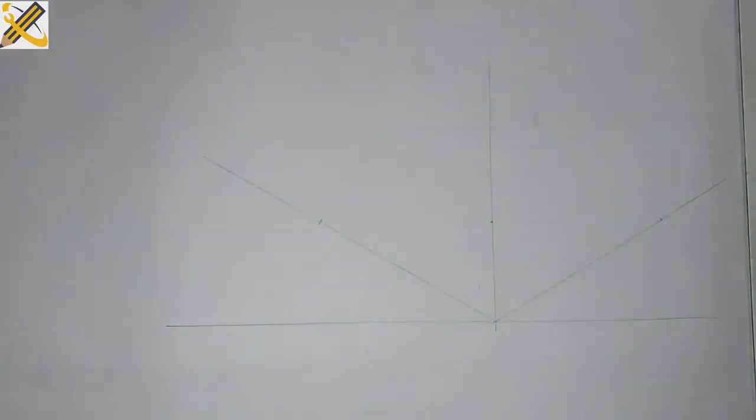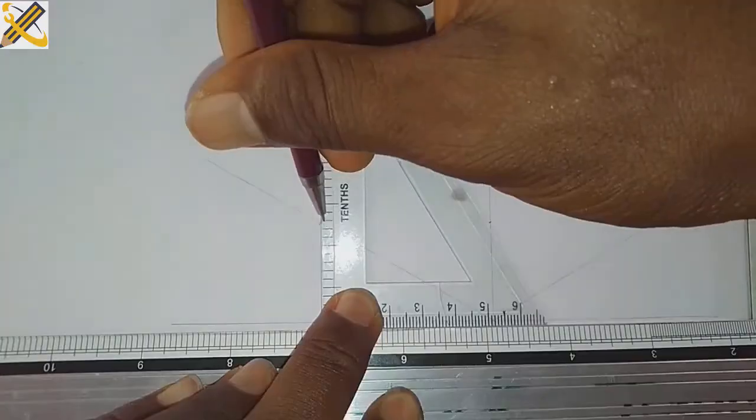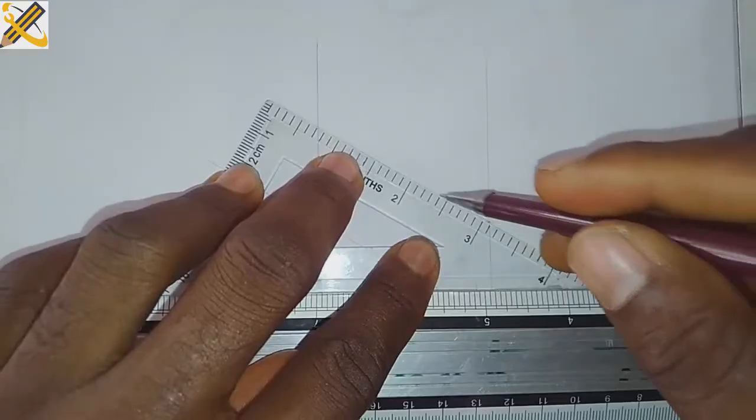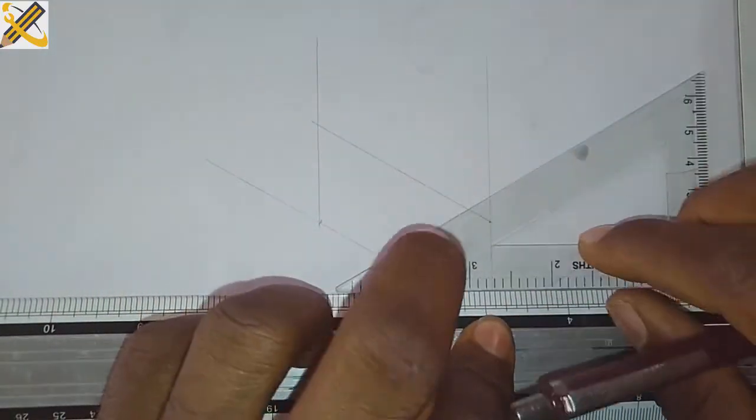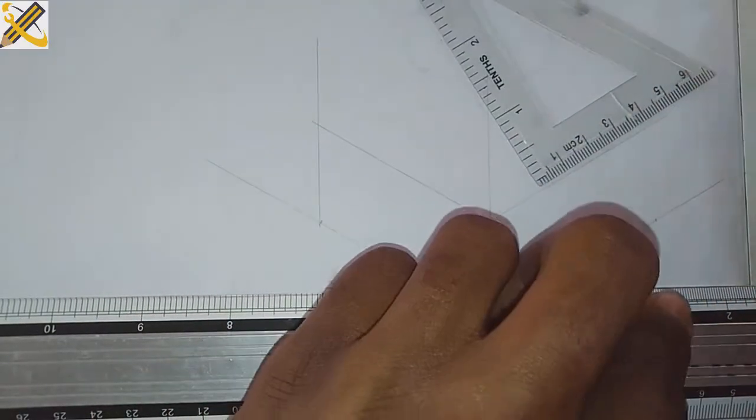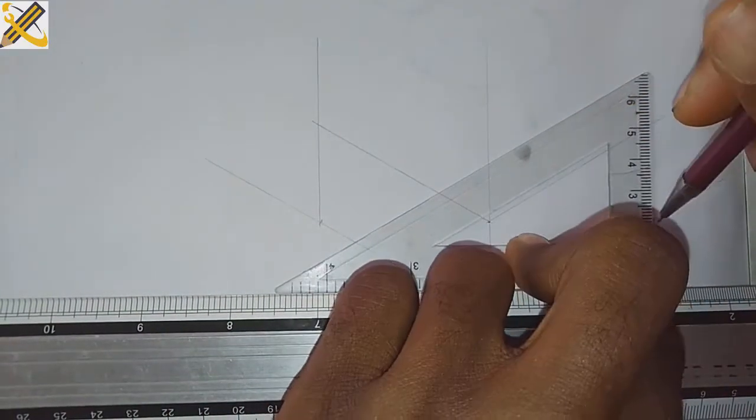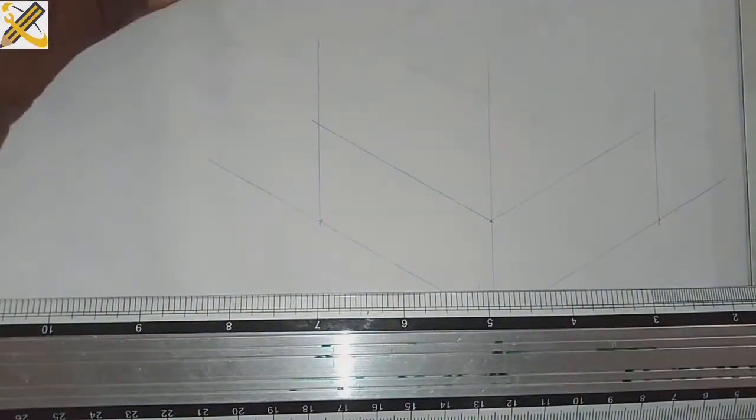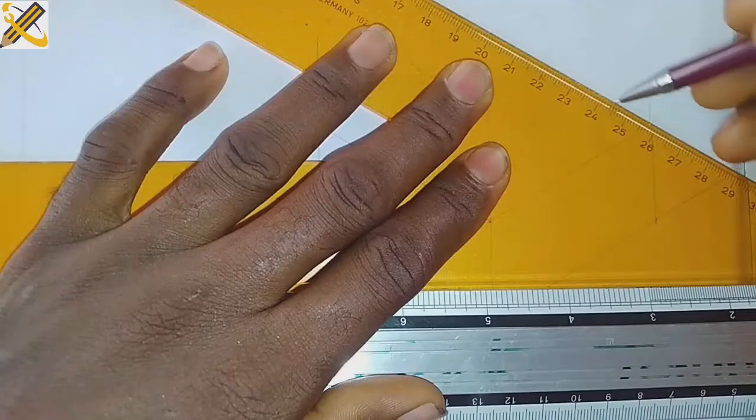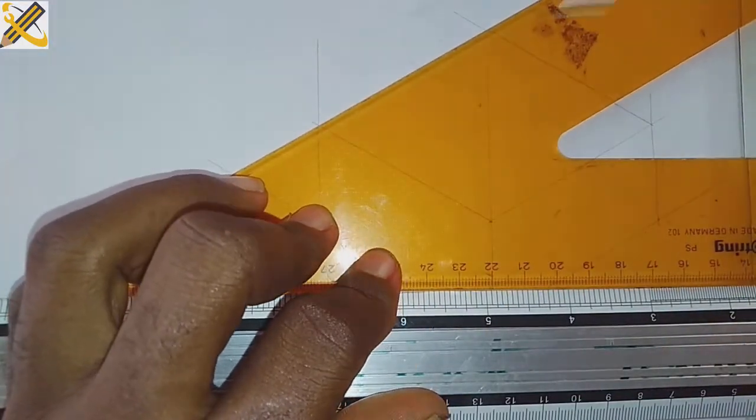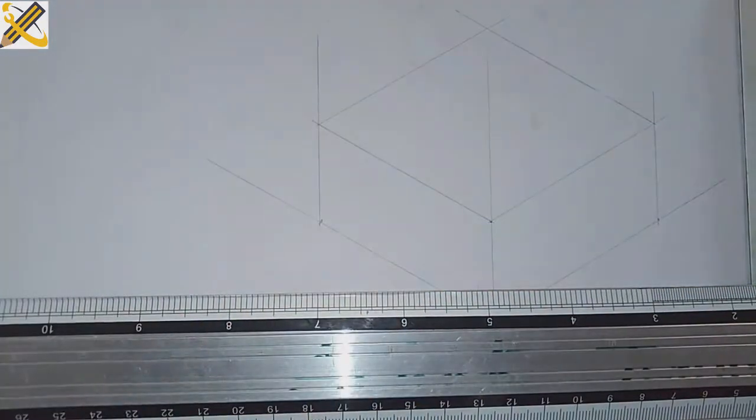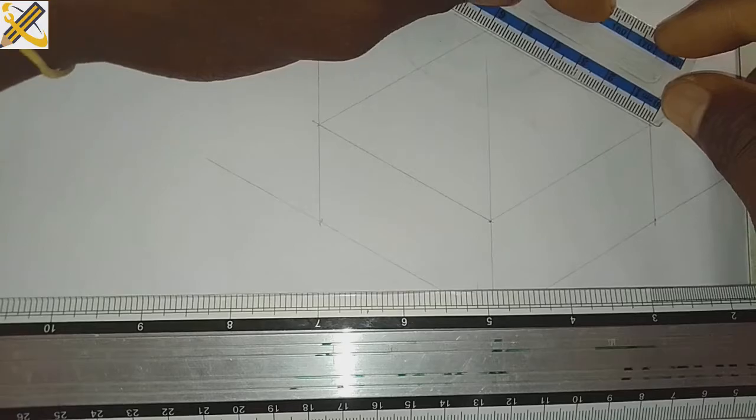Okay, so the next thing is to develop the box first and foremost. So let's develop the curve at the top first and foremost. Divide the square into 4 equal halves.